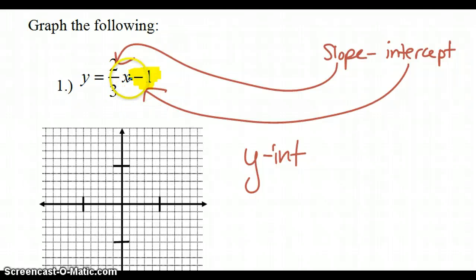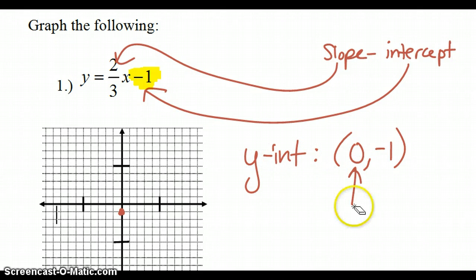So the y-intercept is -1, which means that we make a point right here on the y-axis at -1, and the coordinate for that point is (0, -1). Another characteristic of an intercept: if you have a y-intercept, the x-coordinate will be 0. If you have an x-intercept, the y-coordinate of that intercept will be 0. It's part of the definition.